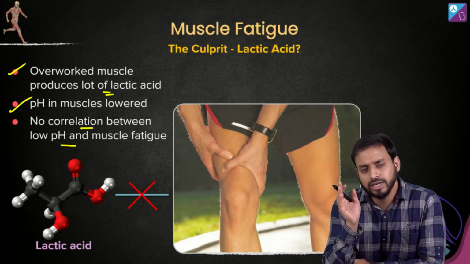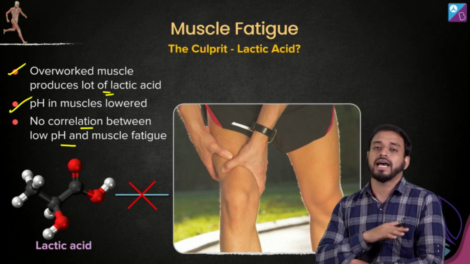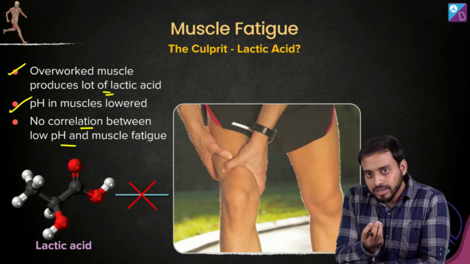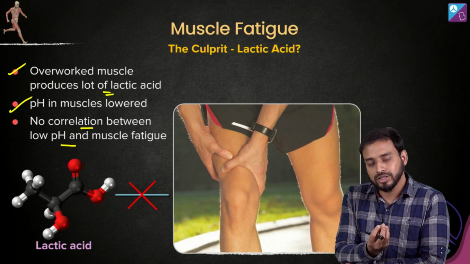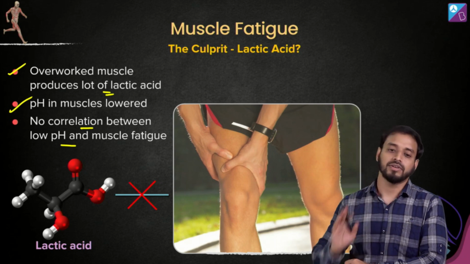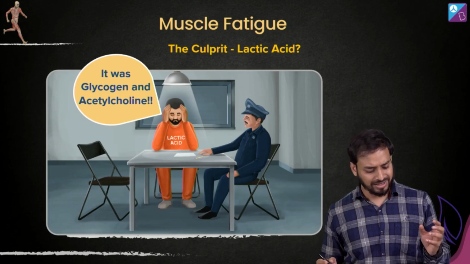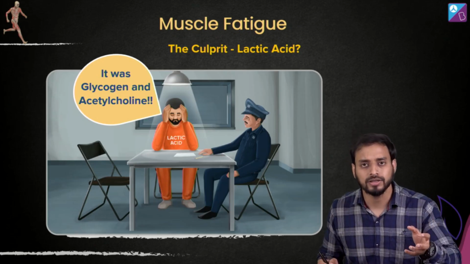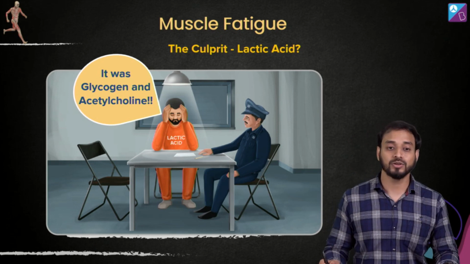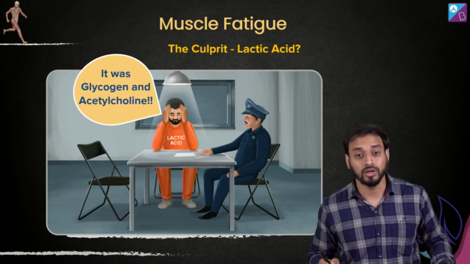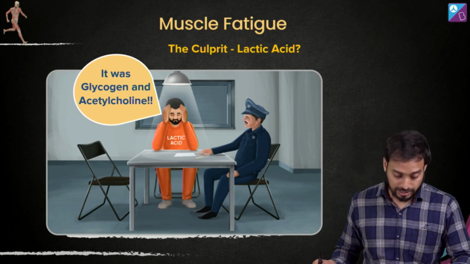So, it is true that overworking causes a lot of production of lactic acid, which will lower the pH. But in the past few decades, many experiments have been done and there is no correlation between the pH or the acidic condition and muscle fatigue. That has been found. Okay. So the question is, then who is the actual culprit? He says it was glycogen and acetylcholine. Oh wow. Interesting. Let's see.